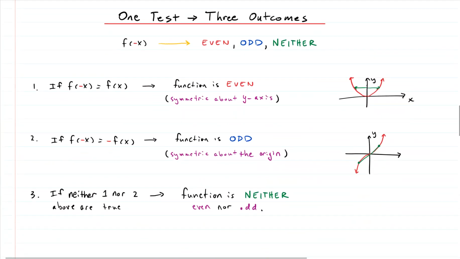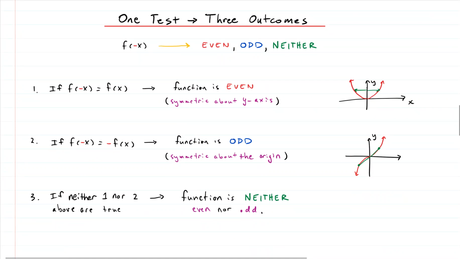Let's talk about the one test to rule them all. Sorry, I couldn't resist that. One test, 3 outcomes. The test is actually pretty simple. All you do is you plug in a negative x instead of an x into your function. You simplify, and you see what you get out. And what you get out will tell you whether you have an even, odd, or neither of those two. So, pretty cool, huh?